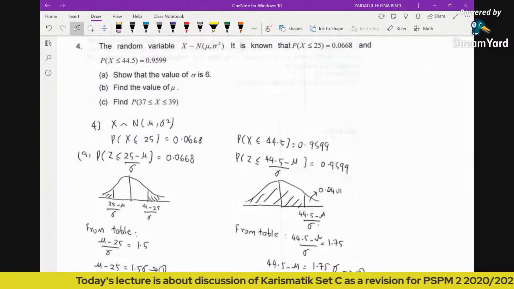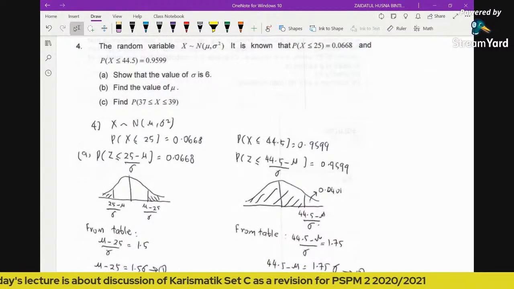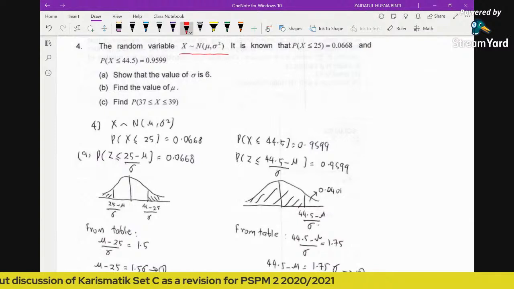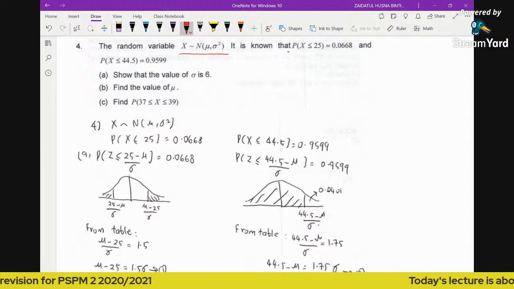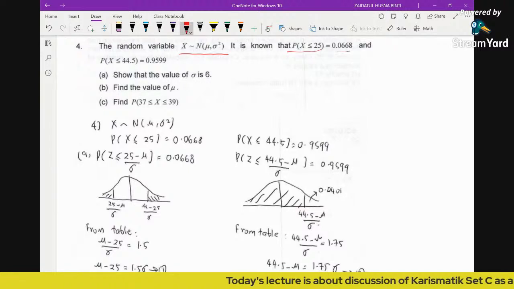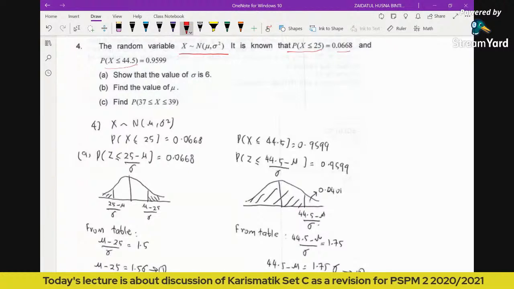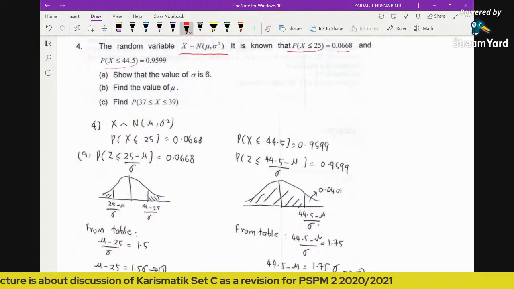Random variable x is given. It's normally distributed with mean mu and variance sigma squared. It is known that the probability of x less than or equal to 25 is 0.0668, and the probability of x less than or equal to 44.5 is equal to 0.9599.